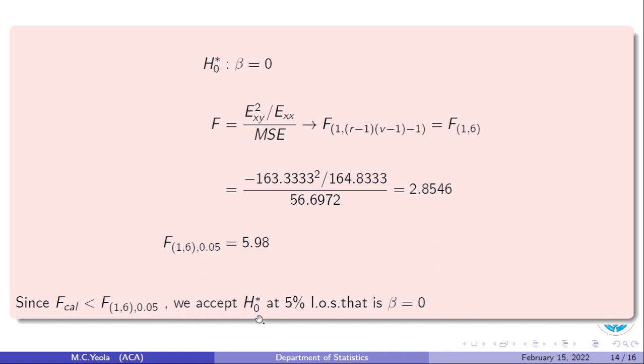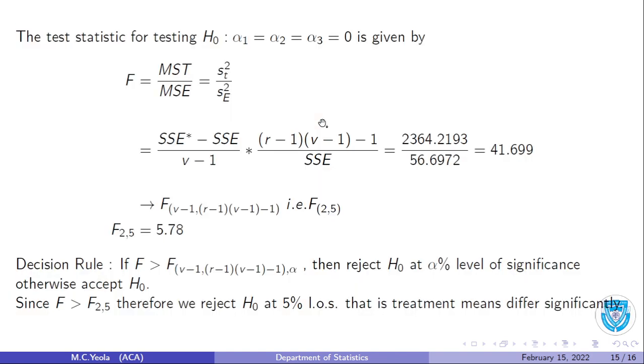We accept H naught star at 5% level of significance, that is beta equal to 0. So this gets accepted here, beta equal to 0. Then we test the actual hypothesis H naught T that we want to test here, that is alpha 1 equal to alpha 2 equal to alpha 3 equal to 0, and its test statistic is MST upon MSE, that is ST square upon SE square.